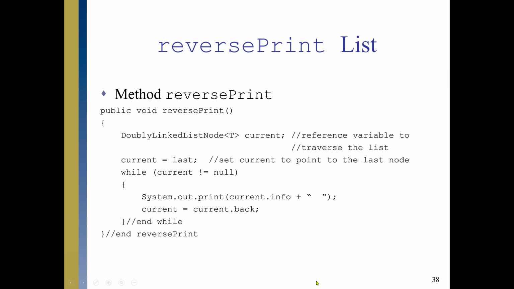Also, we can reverse the items in a linked list. The best way to reverse is using a double linked list. So here we have a double linked list, the current. We set the current to last, and then we print in reverse order. So if current is not equal to null, then just print the item and move the current one step back.